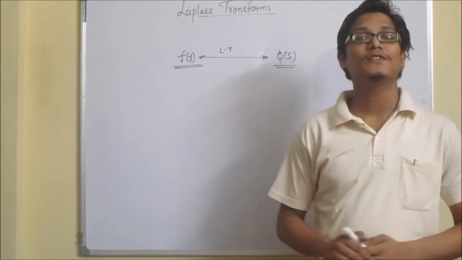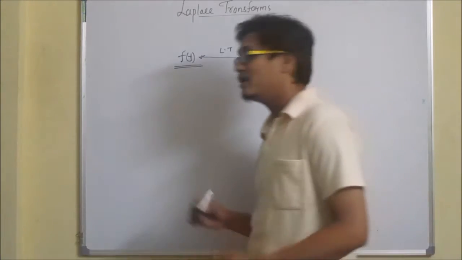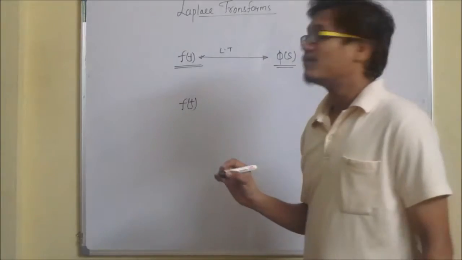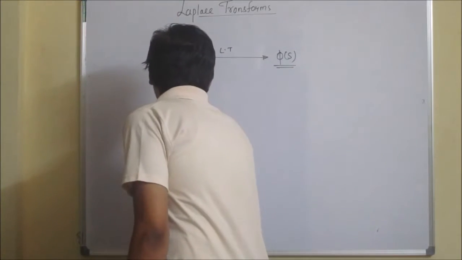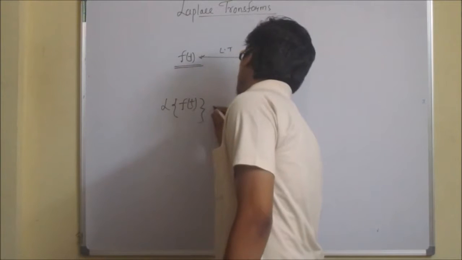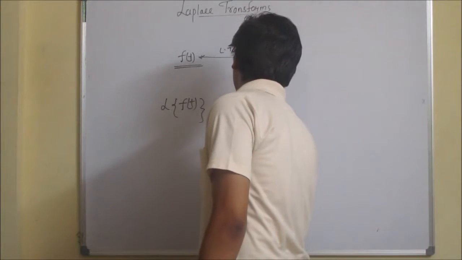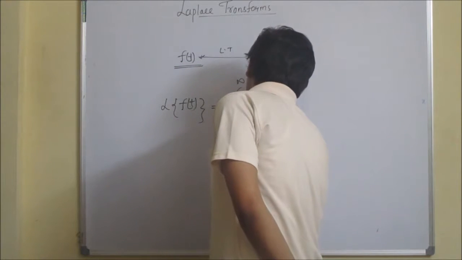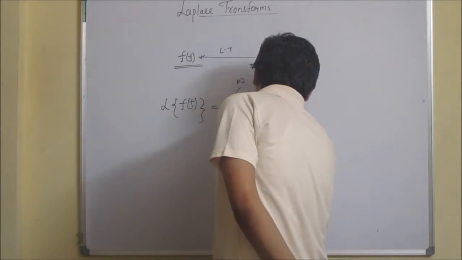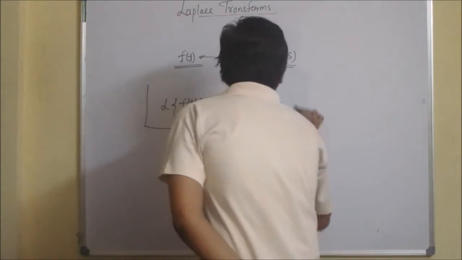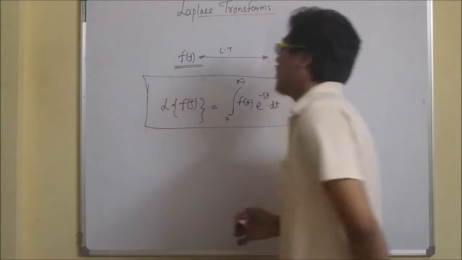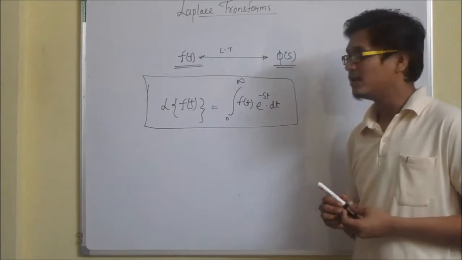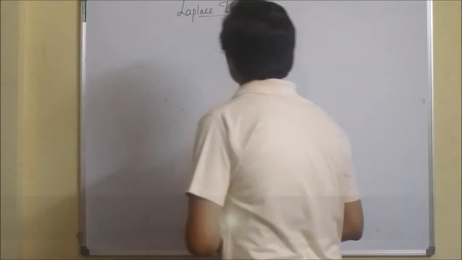Now we will see the basic definition. If f of t is a function, then its Laplace transform is denoted by L of f of t. That is, L of f of t equal to integral from 0 to infinity of f of t e raised to minus st dt. This is the basic mathematical formula of Laplace transform. Now we'll see some problems related to it so that you will get a hold of it.